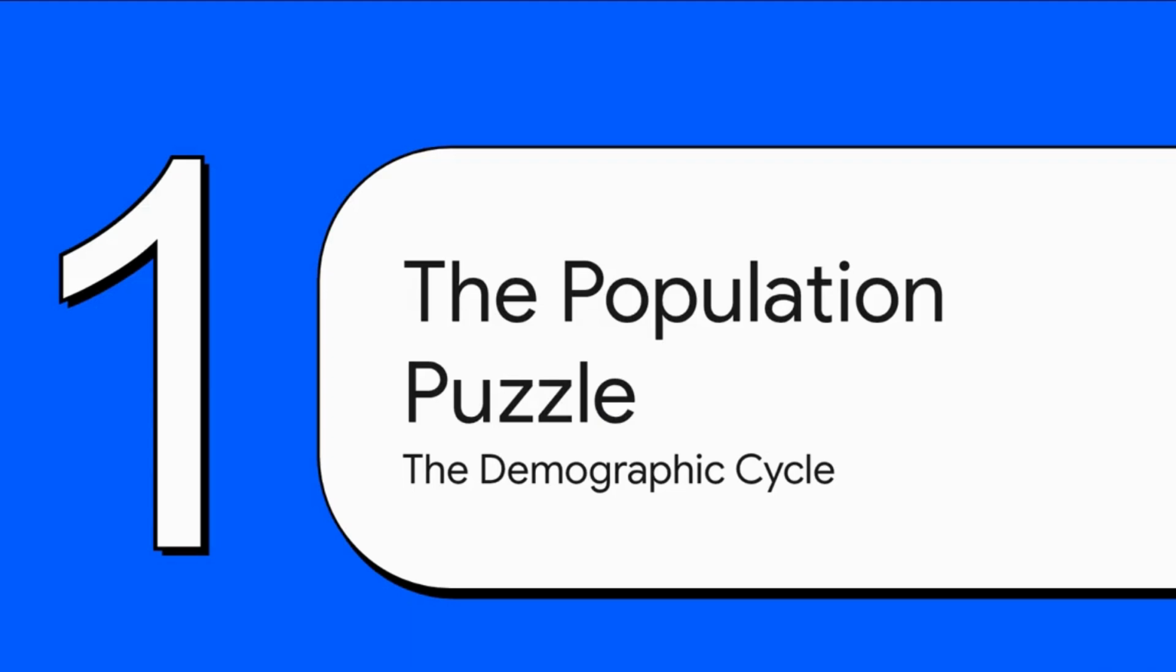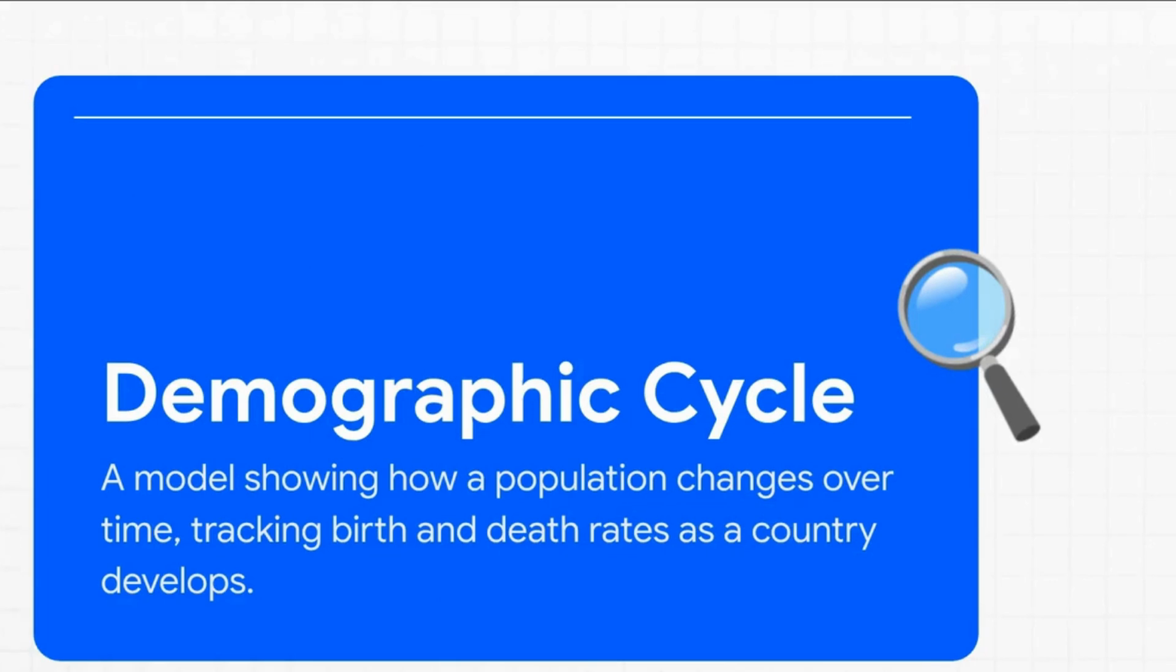We are going to unpack the whole story of the demographic cycle. Think of it like the biography of a country's population, all the way from its pre-industrial beginnings right up to the modern day. So what is this thing really? At its heart, the demographic cycle is just a model. It tracks how birth rates and death rates change as a country develops. And look, we've boiled this down from the gold standard textbooks like Park and PSM, so you know this is the stuff you need for your exams.